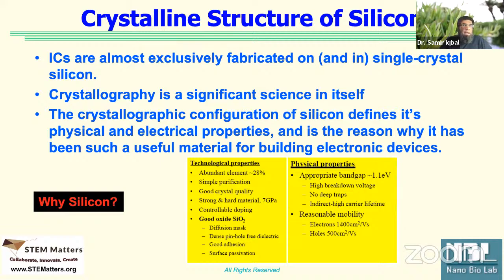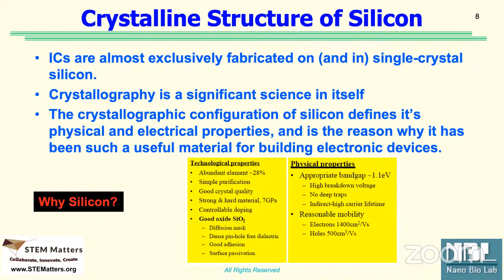We need to know its physical properties as well, right? So here's just a small table telling us some things that we can understand. For example, it's an abundant element. Where do we find silicon? Sand, right? All around us. It occurs in the form of silica, which is sand. But we have to purify it, and then we have to create crystalline structure out of it.